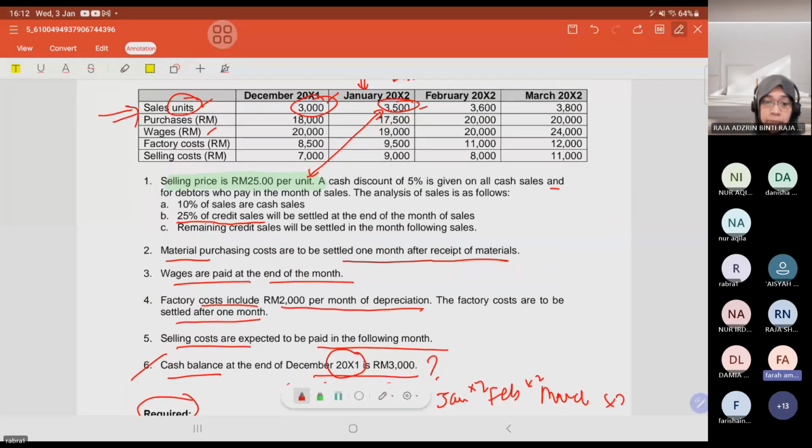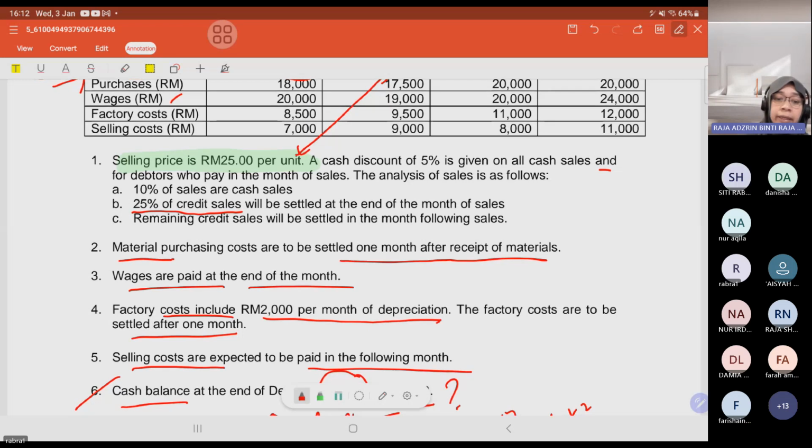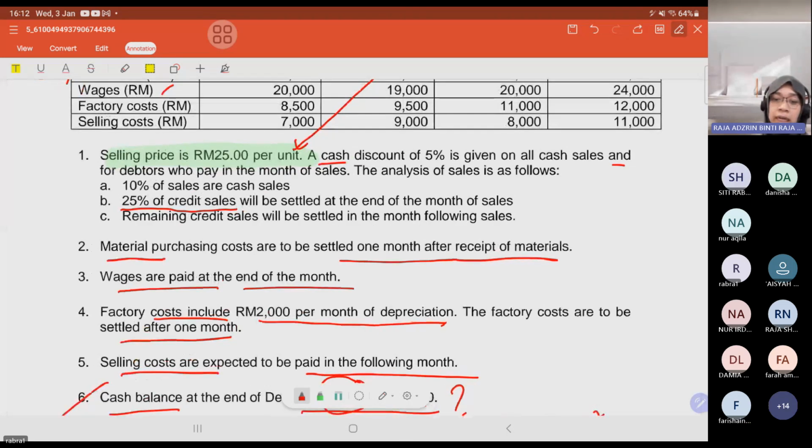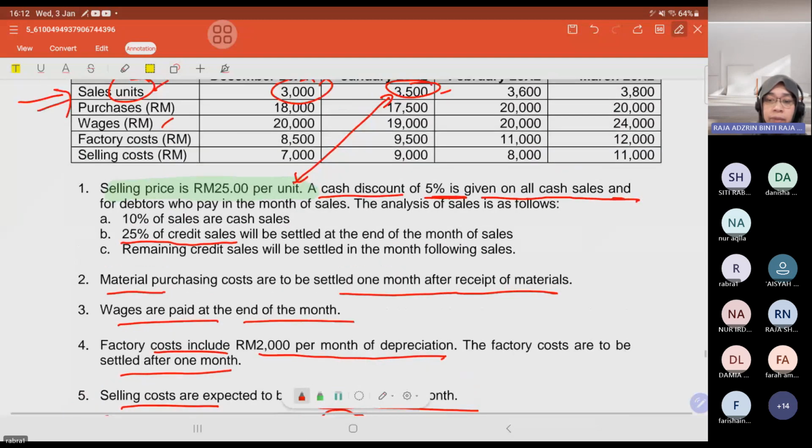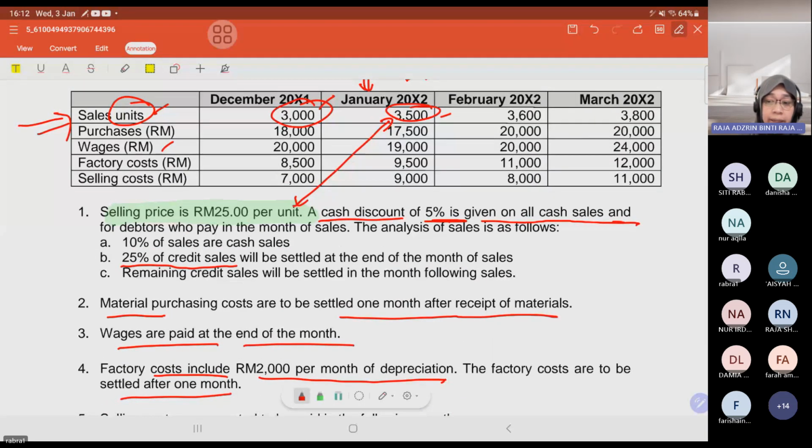Boleh? Boleh, madam. Boleh, okay. And then dia bagi tahu apa? A cash discount of 5% is given on all cash sales. Okay, so kalau dia bayar cash, then dia akan dapat discount 5%. Dan dia kata 10% of sales are cash.